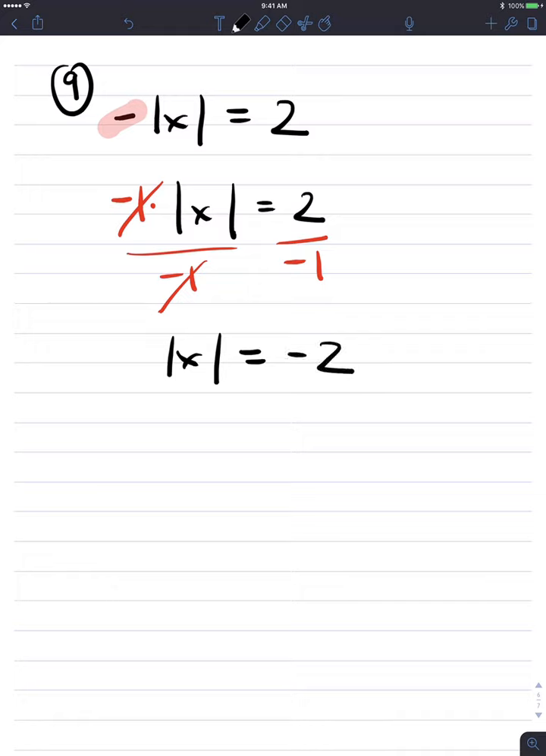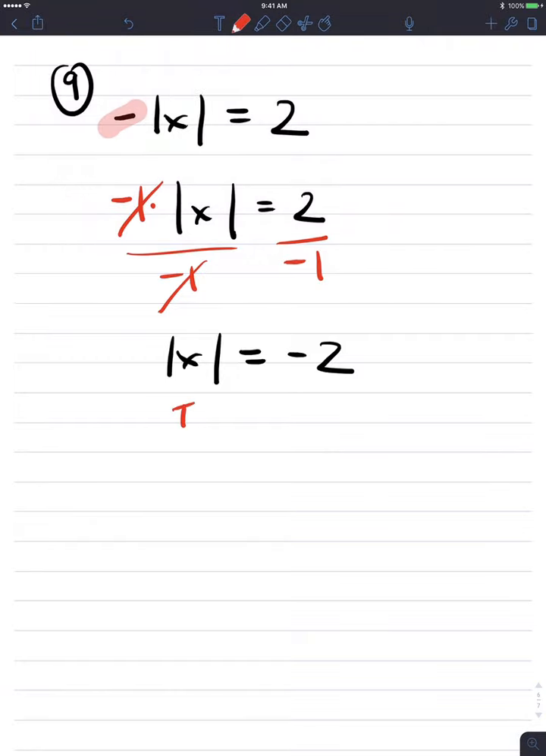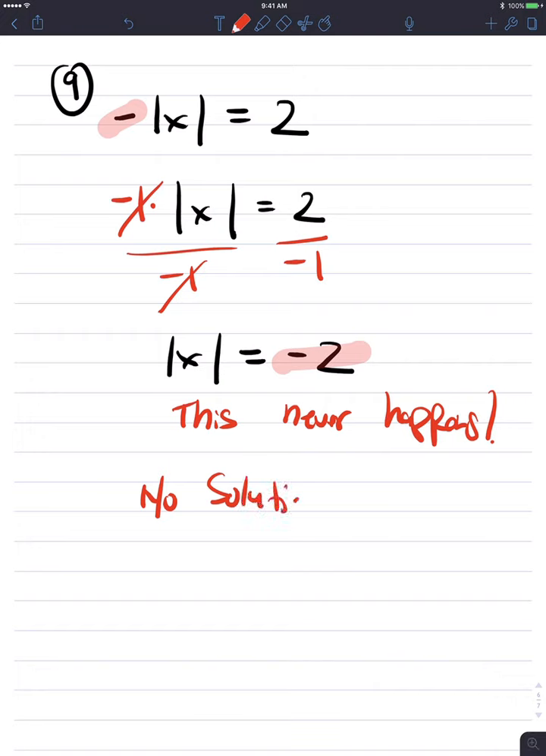The absolute value of a number is never negative 2. This never happens. Meaning the absolute value is never negative. We say there's no solution. We can use the empty set symbol, which is symbolized this way in terms of a picture of a set. The set is empty. No solution.